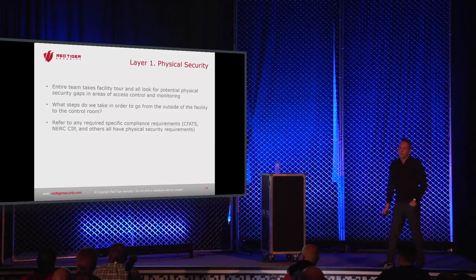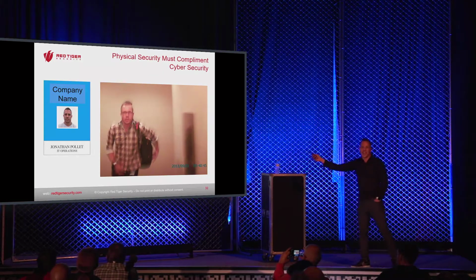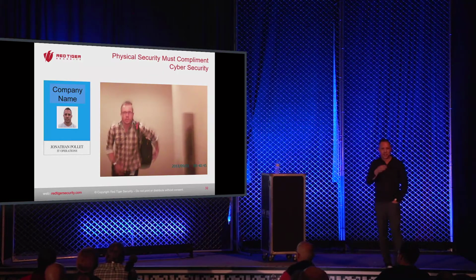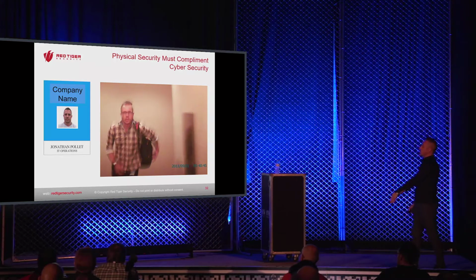So let's start at 1, physical security. These are some HD glasses that record everything as we're going through the process, just to make sure we understand where all the camera angles are, how high the fences are, what the procedures are from going from a public location down into the control room.